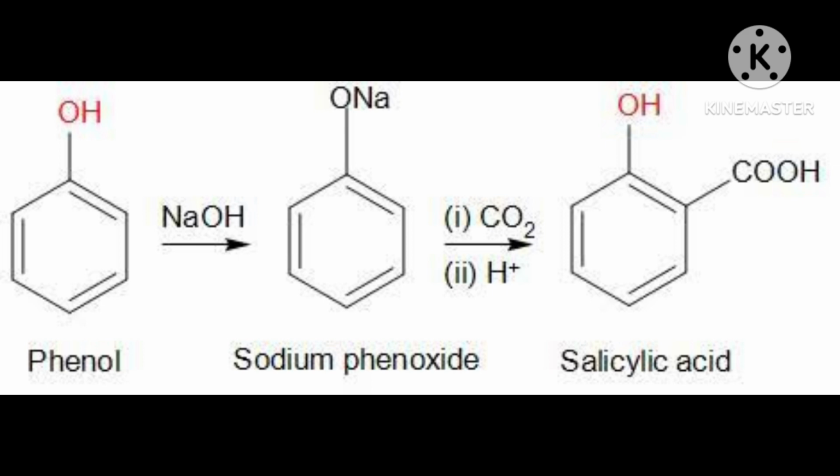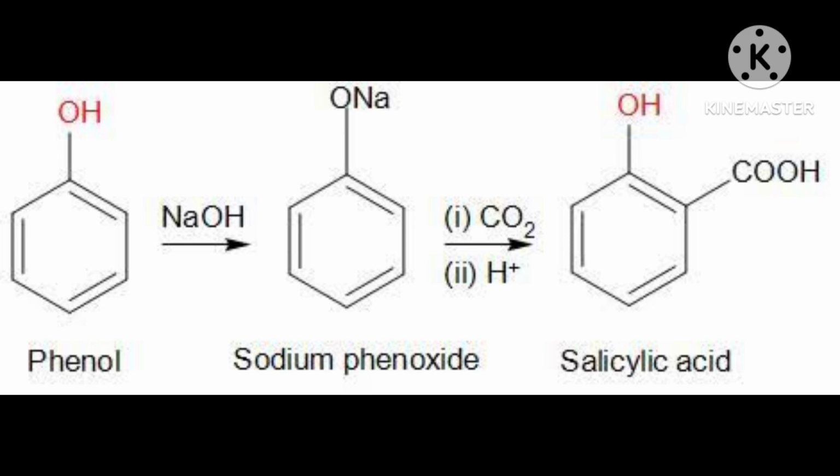Its reaction is very simple. Phenol in presence of sodium hydroxide gives sodium phenoxide. Phenol is benzene with an OH group attached. In that, H is replaced by sodium. It is called sodium phenoxide. Now this reacts with carbon dioxide, in acidic medium, and after the reaction it will give salicylic acid, means carboxylic acid is introduced.